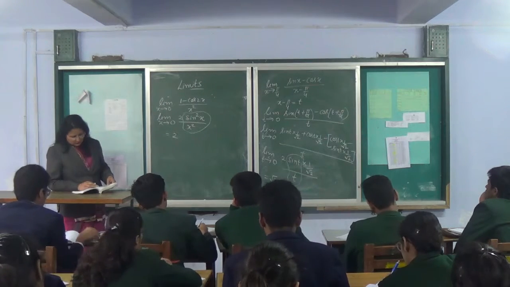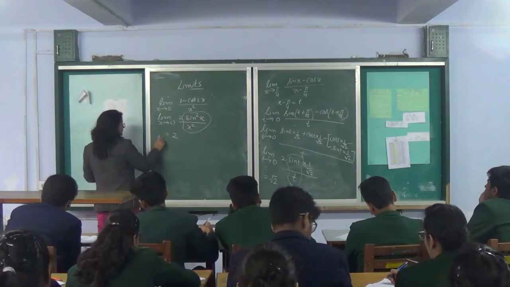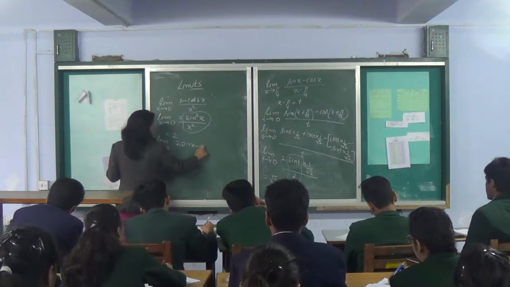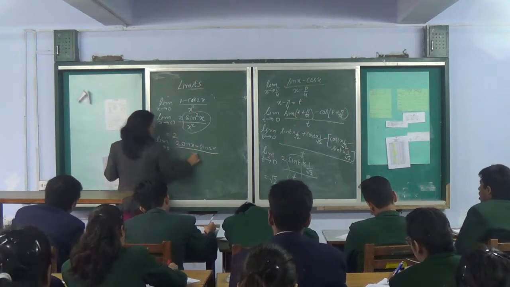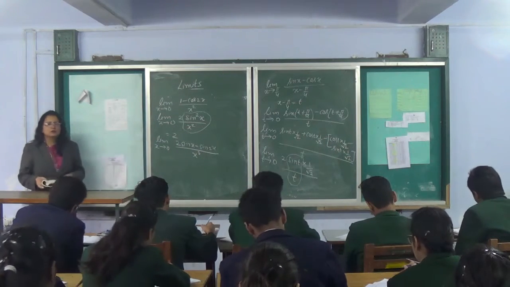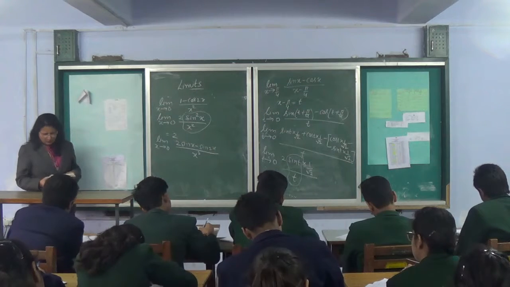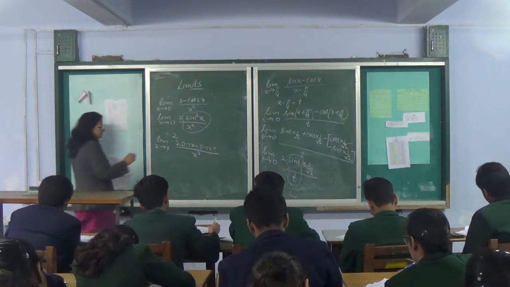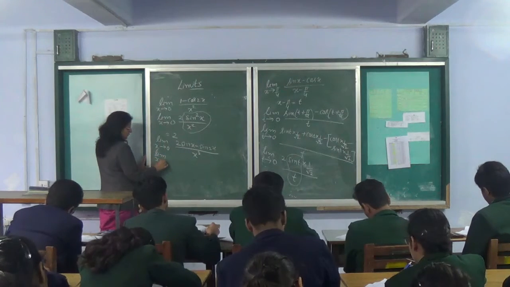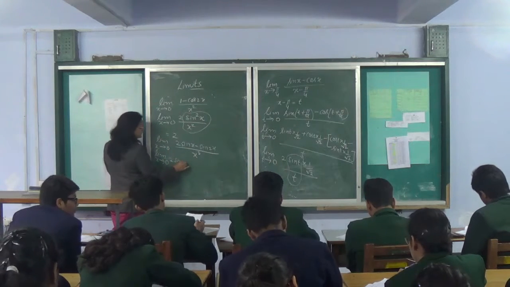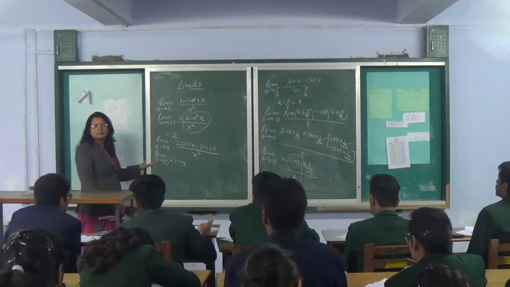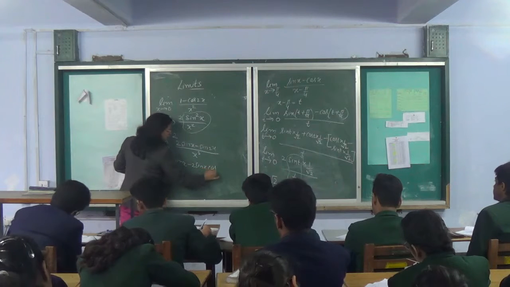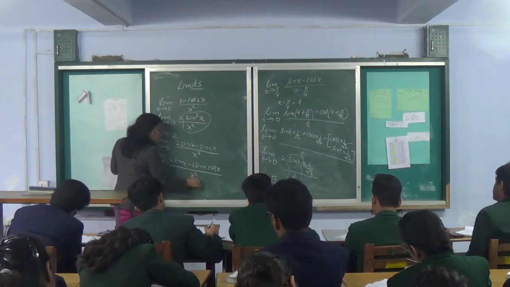Limit x tending to 0, 2 sin x minus sin 2x upon x cube. We will take 2 sin x common. What can you write sin 2x as? 2 sin x cos x. Right. So 2 sin x minus 2 sin x cos x upon x cube.